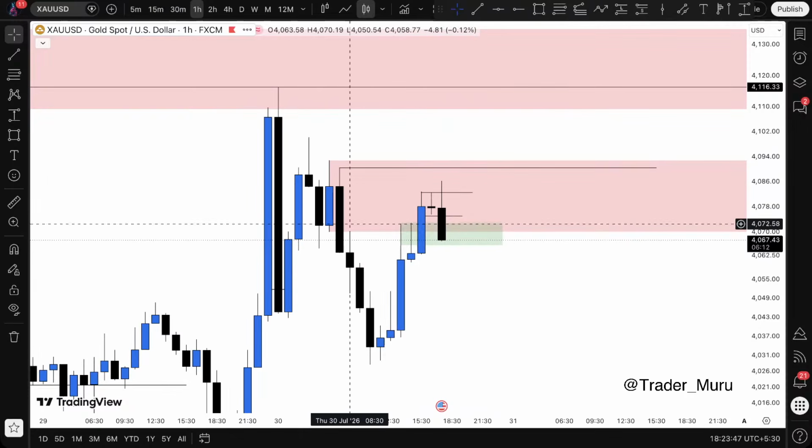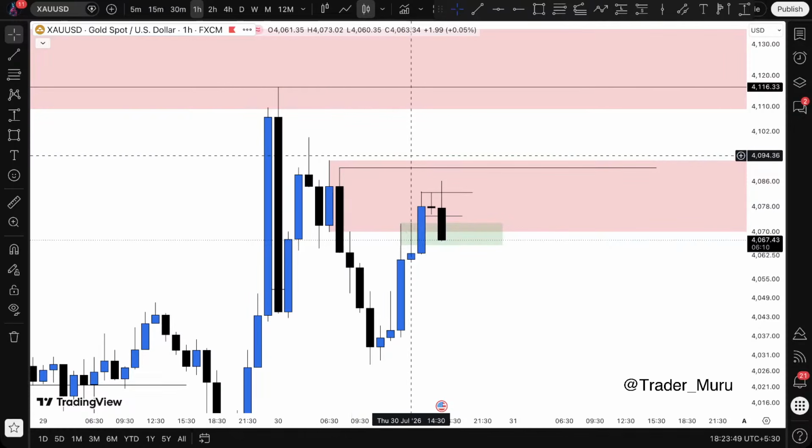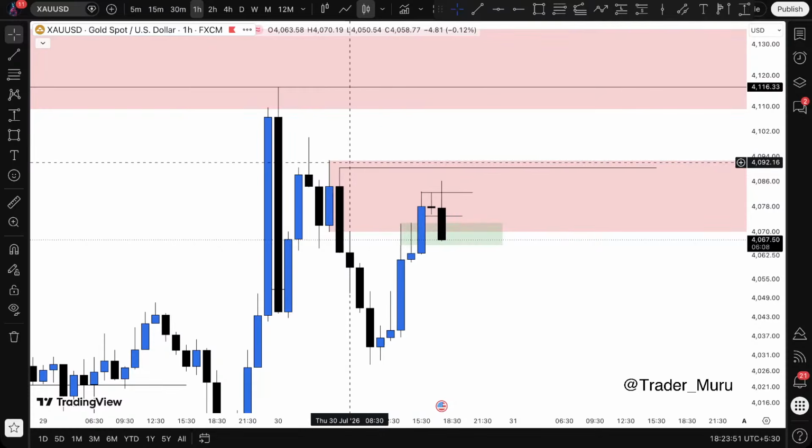The people who were in short from this level with a stop loss above this high are still safe.